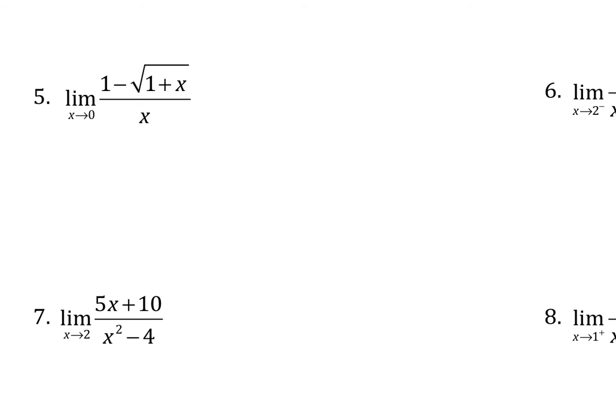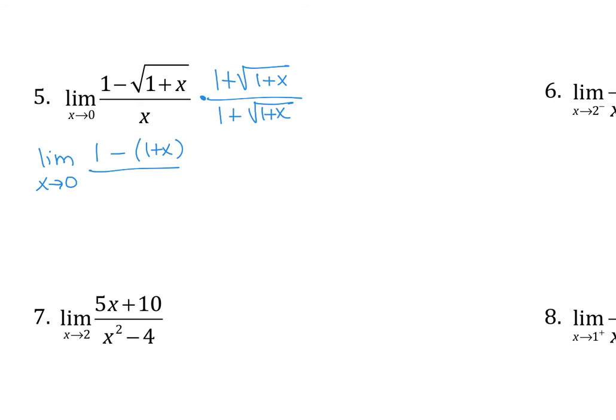On number 5, I can't do direct substitution. So what I'm going to try on this one is rationalizing. So I'm going to rationalize with the conjugate 1 plus root 1 plus x. I know we're used to rationalizing a denominator to get a radical out of the denominator, but actually in this case it's going to be helpful to do it with the numerator. So we have the limit as x approaches 0, and then in the numerator it would multiply out to be 1 minus 1 plus x, and in the denominator we have x and 1 plus root 1 plus x.